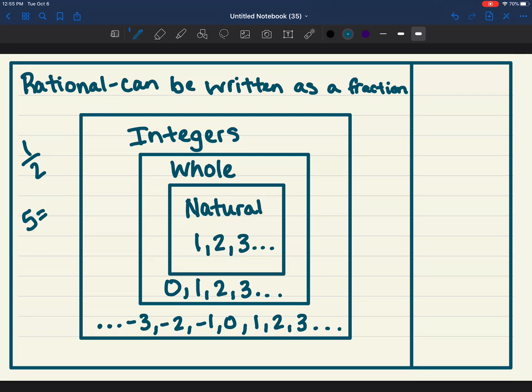5 over 10? 1 over 5? 5 over 1. There we go. Whole numbers or integers always get put over 1. Because isn't 5 divided by 1 still 5? Yes.